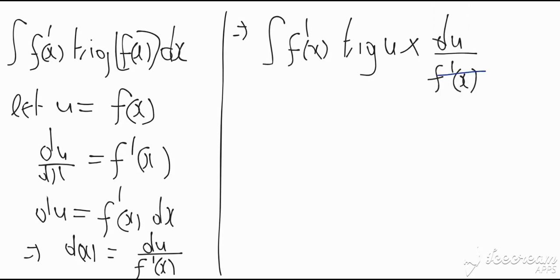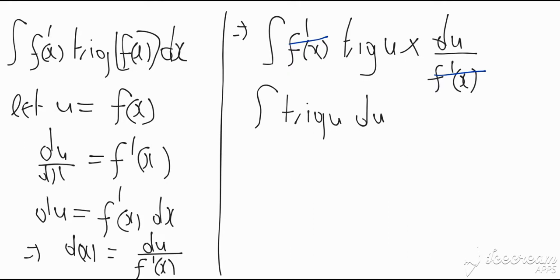The f prime of x here takes out f prime of x there. So all I really have here is the integral of trig u du, right? And then of course the integral of this is dependent on what the function is. If it is sine x, you know exactly what happens. We get negative cos. If it is cos x, we get negative sine. So let us throw in a function here just to clarify it.